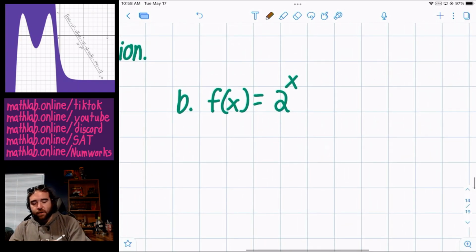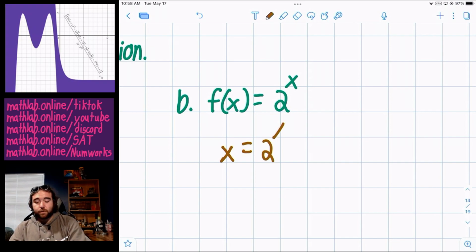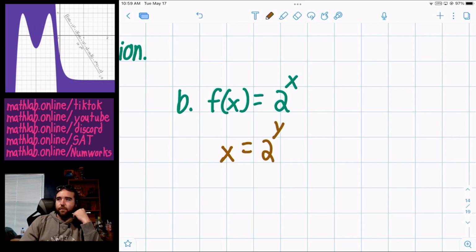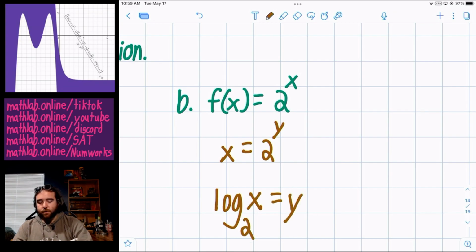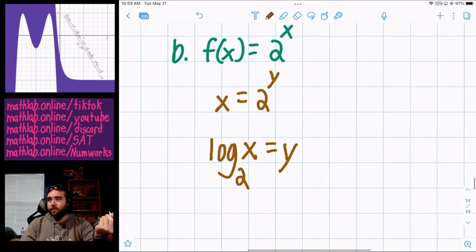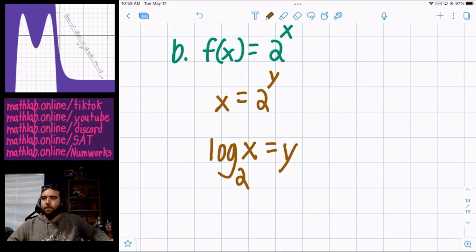All right, same thing here. We got to switch the x and the y. So x equals 2 to the y. And then we got to solve for y. And that's just straight logarithms. So that's log base 2 of x equals y. And that's what the inverse function is, just right there.